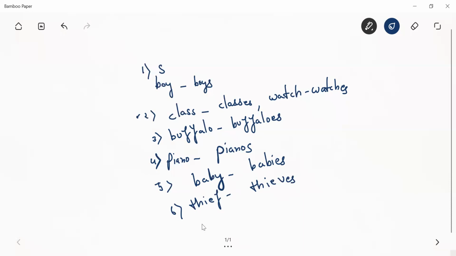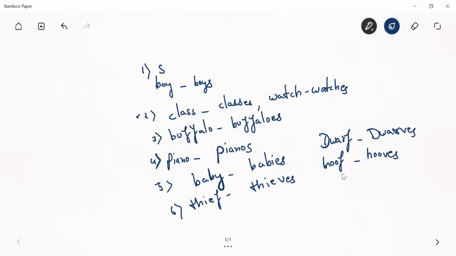Suppose we have dwarf, DWARF. We'll add VES: dwarves. Then we have hoof, HOOF. You may not know this word. We will write HOO, remove the F and write VES. Yes. Now you tell me about cliff.